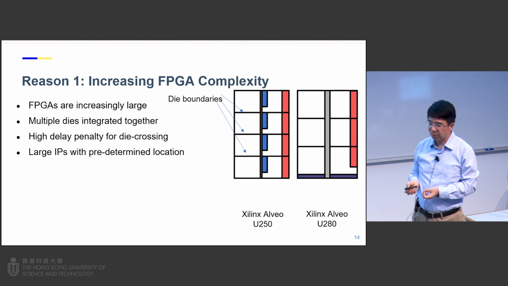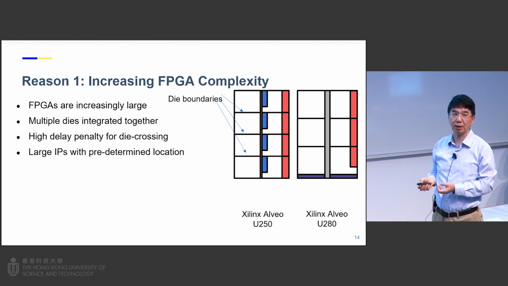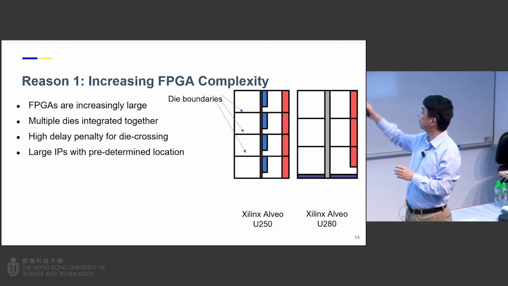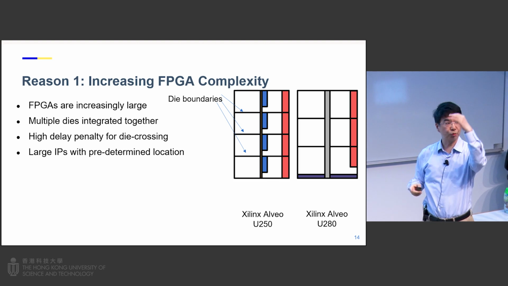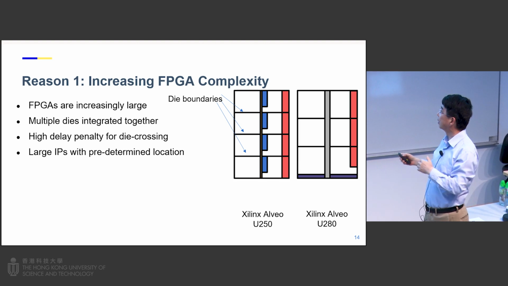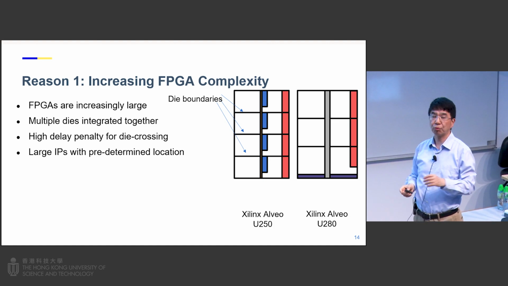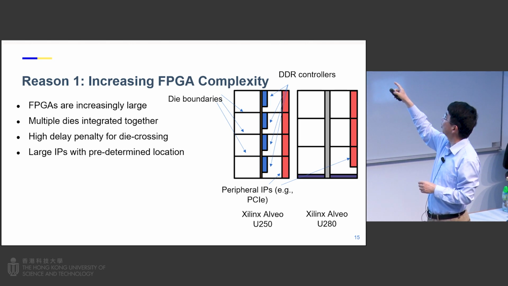So what's the problem? If you take a closer look, in fact, there are a lot of challenges in designing a modern FPGA. The modern FPGA is not a single die. This is, for example, U250, U280. U250 is a very large FPGA, has 4 dies, right? And on the silicon interposer, it's a 2.5D design. U280 has 3 dies.